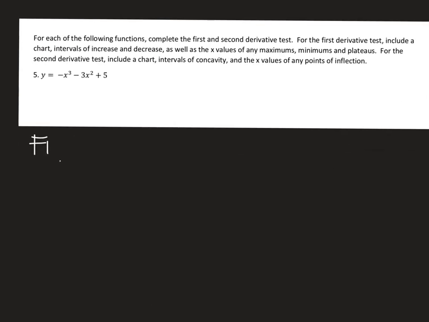For the first derivative test, we need to take the derivative. Okay, and so I'm going to my equation here. Just a nice basic power rule. So I'll have negative 3x squared minus 6x. Derivative of 5 is 0.